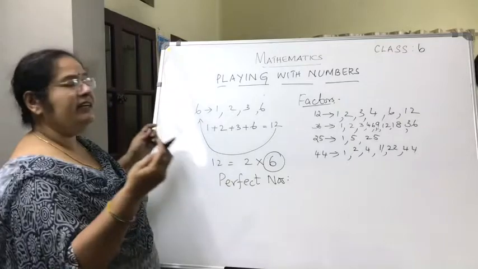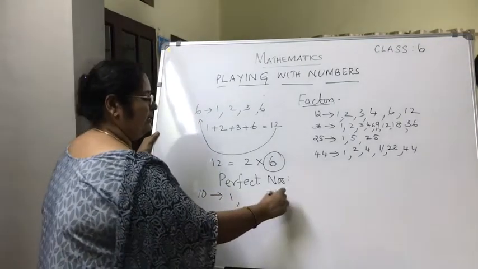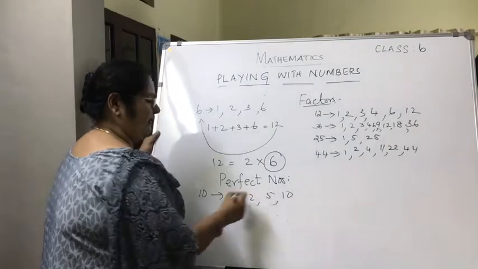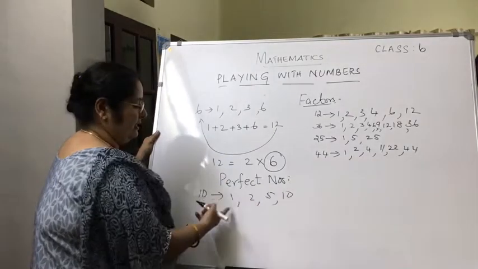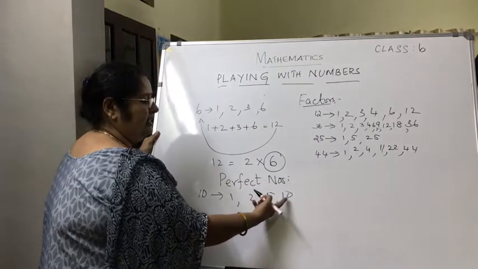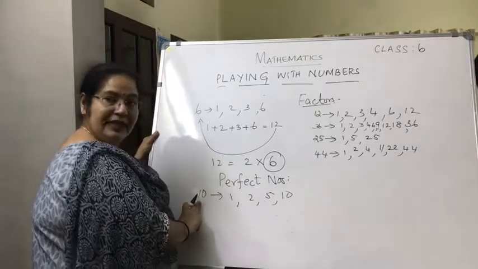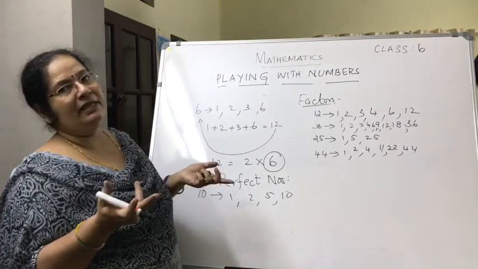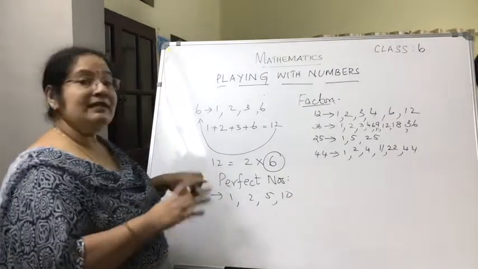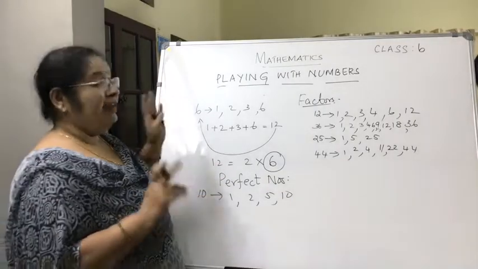Let us see whether 10 is a perfect number. What are the factors for 10? 1 and 10, 2 and 5. So let us add all these factors. 1 plus 2, 3, 3 plus 5, 8, 8 plus 10, 18. Is 18 equal to 2 times 10? No. 2 times 10 is 20. So 10 is not a perfect number. So I have given one example.